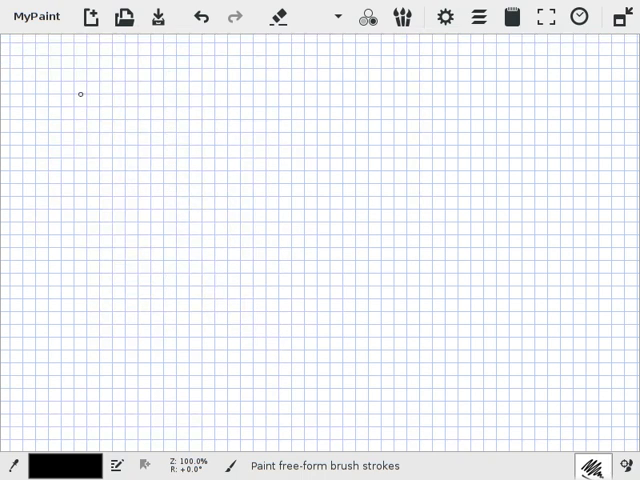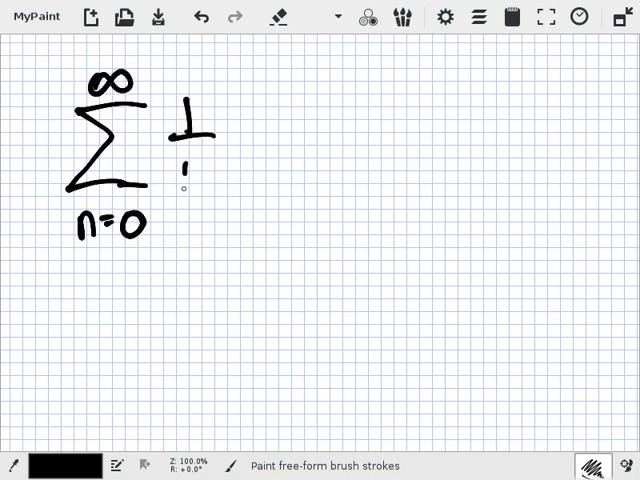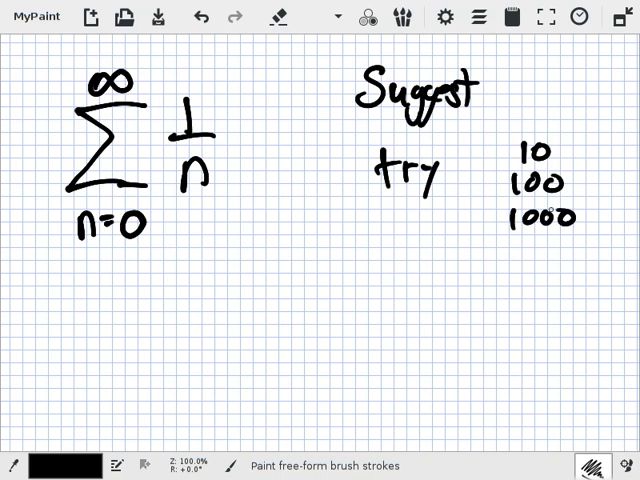Right, I'll give you this sequence. 0 and infinity. Now obviously you can't calculate up to infinity on the calculator. But what you could do is put in large numbers. So maybe you could try putting in 10, you could put in 100, then maybe you could put in 1,000. And I want you to look at your answers and tell me if you think this series is convergent or divergent. So I suggest to try 10, 100, and 1,000. See what you get.